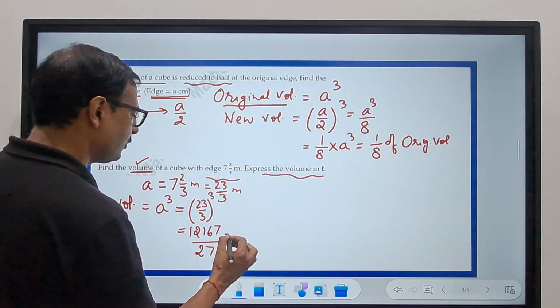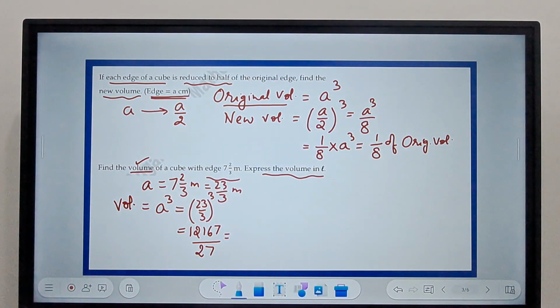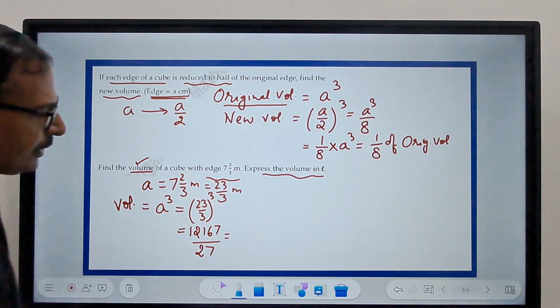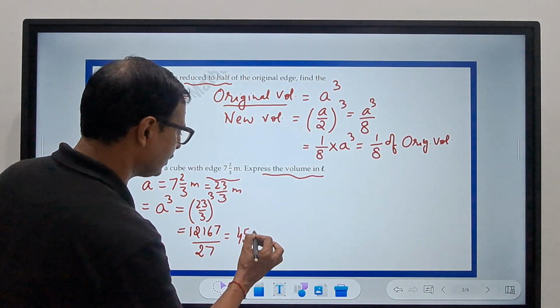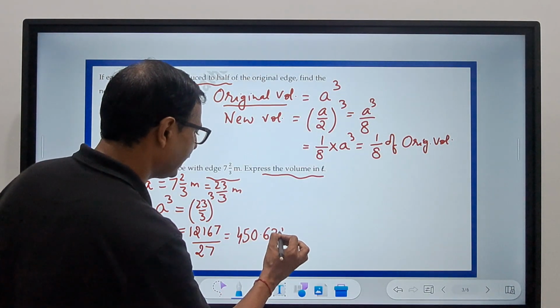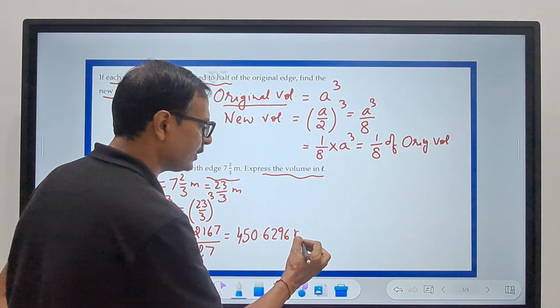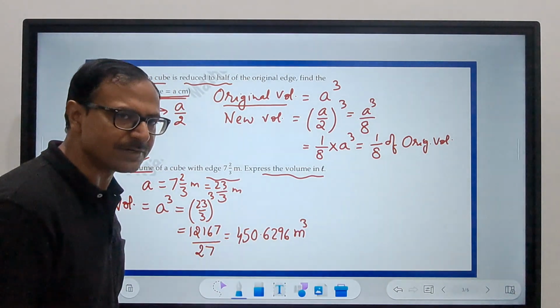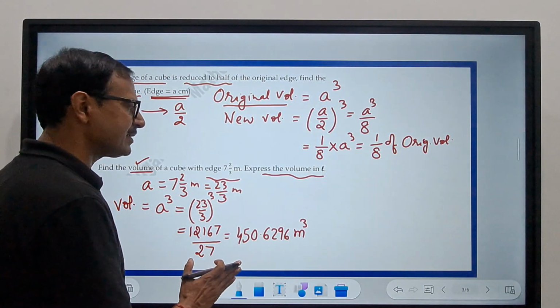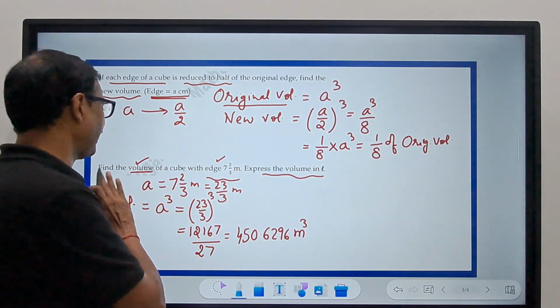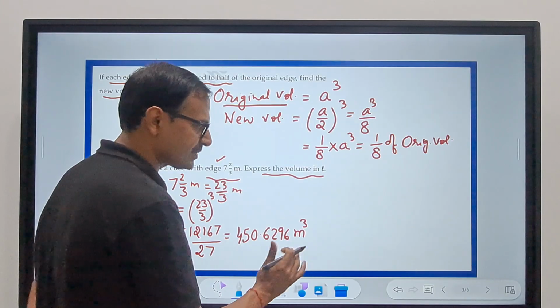12167. And if you perform this division, you will get your answer in decimals. It is 450.6296. Now the unit of this is going to be meter cube because the side was in meters. Now this is the answer for the first part. Find the volume. The volume is this.